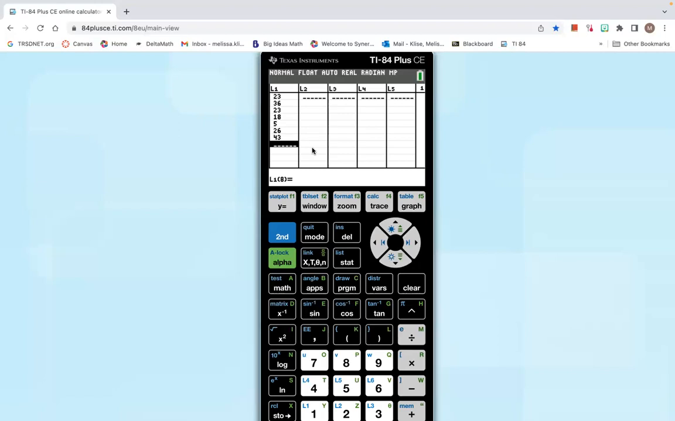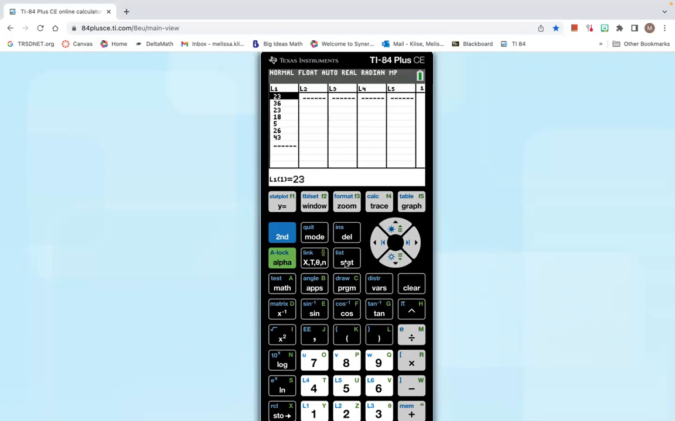If you put a wrong number in the wrong place, you can just scroll back up until it's highlighted, say this was supposed to be 24, and then you can put 24 in and just overwrite it. Okay, does everybody have their numbers in there?